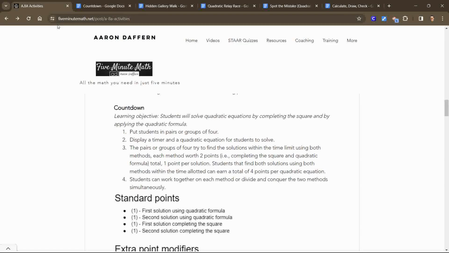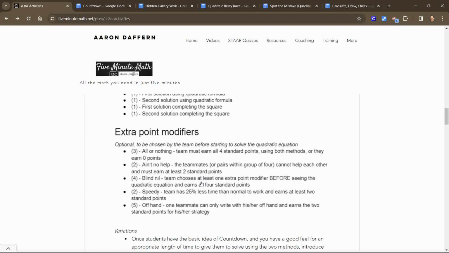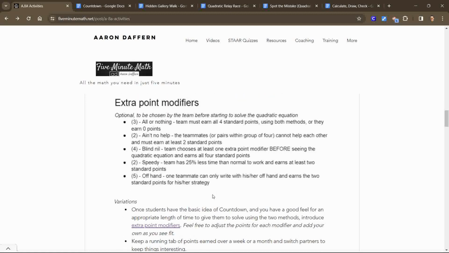1 point for each solution if they complete the square. So the only difference here is that you're just adding a little bit of pressure with the timer and putting the points up there, and they can either work simultaneously on each strategy, divide and conquer, or they can pair up and they could both work on one strategy and then they could both work on the other one. What you could do is rotate partners, keep track over a week, and see which student ends up having the most points.